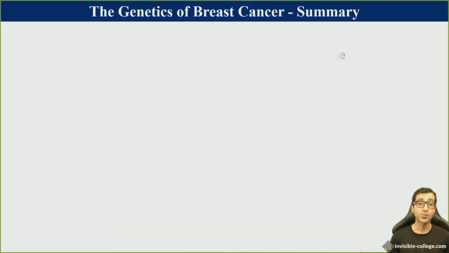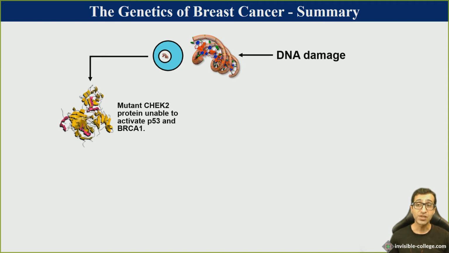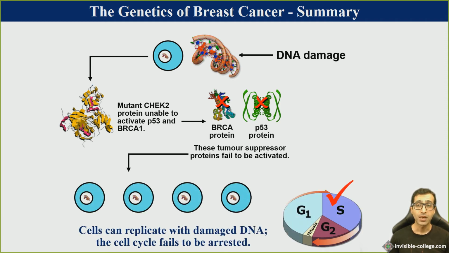So we can summarise what we've been talking about by saying that when the DNA is damaged, the mutant CHEK2 protein is unable to activate the p53 and BRCA1 tumour suppressor genes. This in turn leads to the failure for these proteins to be activated, and these therefore fail to prevent the cell from entering uncontrolled division, and the cell therefore can then potentially divide uncontrollably and therefore form tumours and therefore cancer.